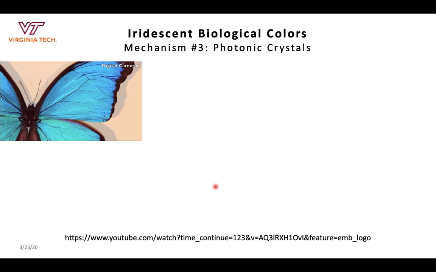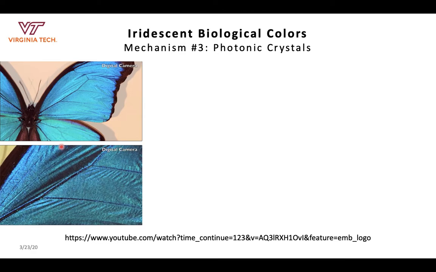Okay, so this is another example of a very intense iridescence caused by a physical structure. Here's a macro scale image, a digital camera image of a butterfly wing. As you zoom in, even at this millimeter to sub-millimeter scale, you start to see a bunch of striations on the surface.